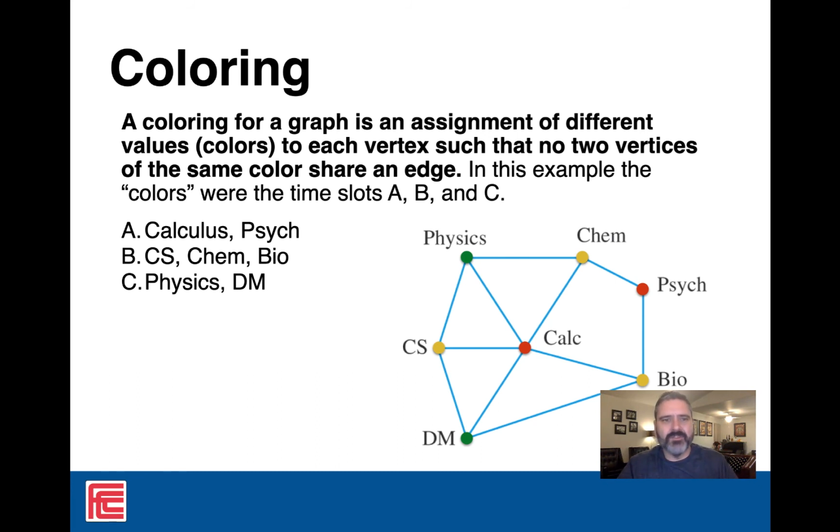Well, we could just assign those to colors, right? So psychology and calculus, time slot A, will make red. Chemistry, computer science, and biology will be yellow, and physics and discrete mathematics will be green. So now, just looking at our graph, we can look at what the objects are, in this case the disciplines, what the relationships between those objects are, do they have students in common, but we can also look at what time slot they are in, based on the color of the actual node or vertex. So that's a coloring problem.